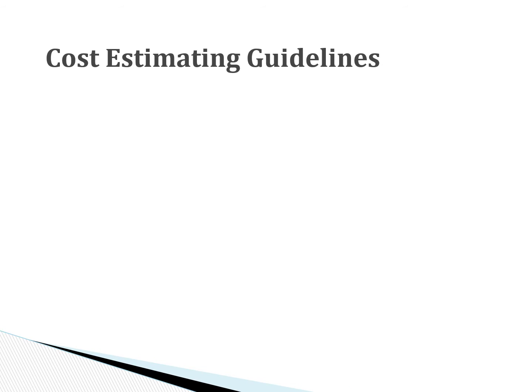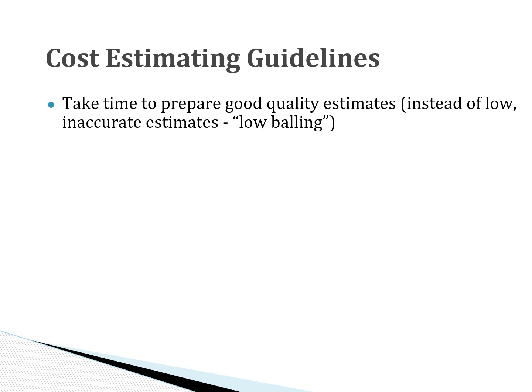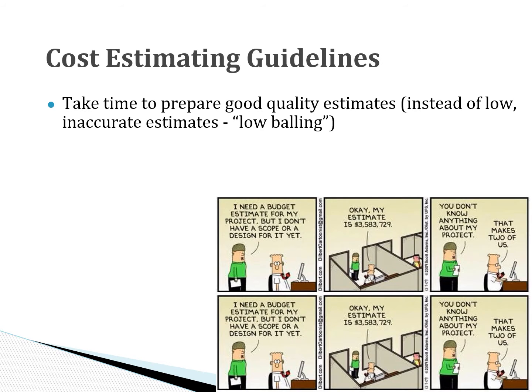There are a number of guidelines we need to keep in mind when we are making cost estimates. First and foremost, we need to take the time to break down the project and estimate the costs associated with various activities identified in the decomposition of the project. Sometimes organizations try to estimate projects without having enough information about the project, like in this Dilbert comic strip shown here.